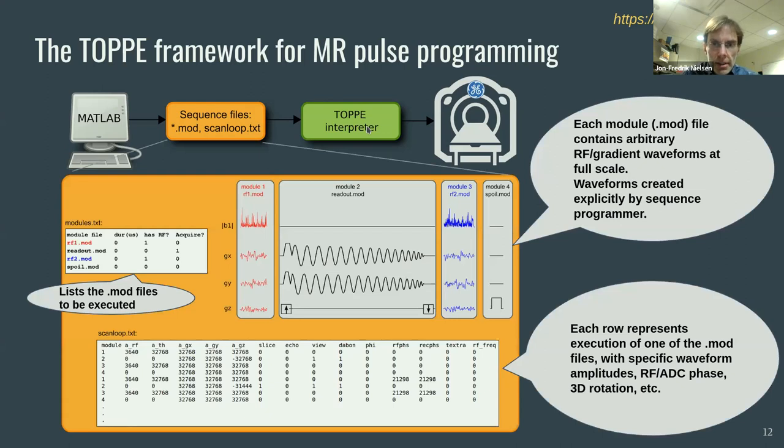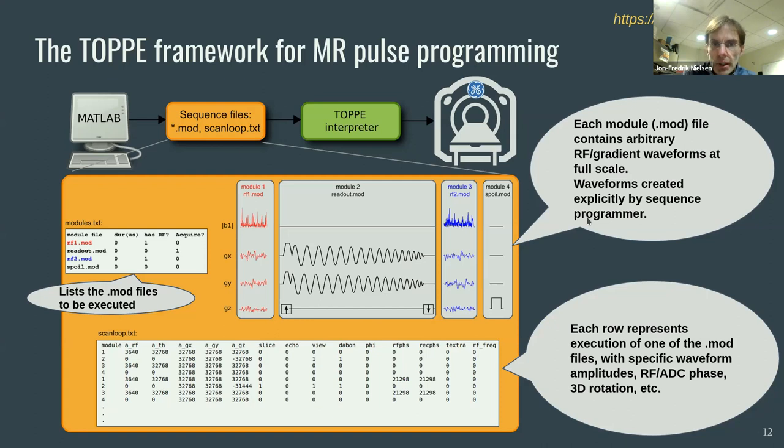So the way that this is structured, and this structure looks a bit messy, and in truth it is, but it does reflect the programming style of EPIC on GE scanners. So it's a very convenient format for loading directly into an EPIC sequence. The basic idea is to separate the sequence into independent modules. And here I do require at the moment that the waveform in each module start and end with zero. Each module contains arbitrary RF and gradient waveforms at full scale. And the sequence programmer explicitly creates these waveforms, and the Topi framework doesn't impose how you do that.